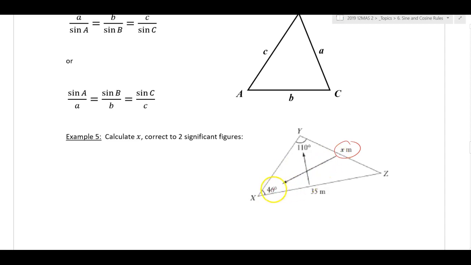I have the angle opposite x, that's good, and I have an angle here and the opposite side. So, I say that x over the sine of the opposite angle, which is 46 degrees, x over sine 46 equals 35 over sine 110. Right. Now, a little bit of algebra tells me that x equals 35 sine 46 over sine 110.